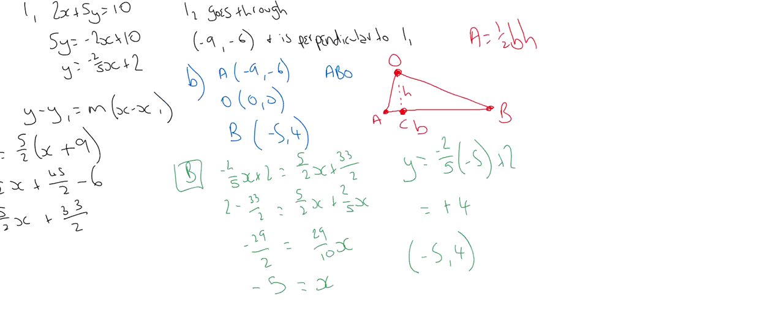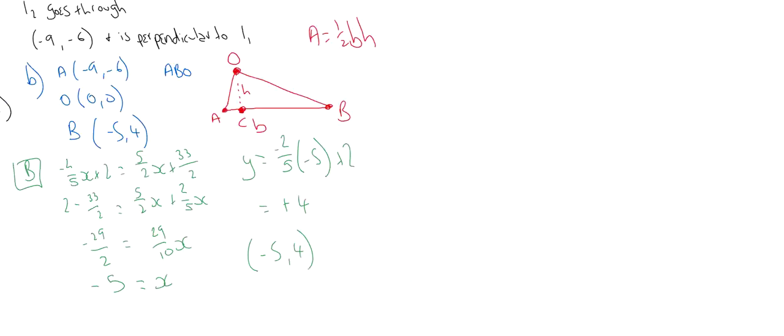All right, let's just move over a bit. Okay, pick a new color. All right, so I want the length of AB. The length of AB is relatively easy because we have the 2 coordinates. So let's start with the x's: -9 minus 5 squared plus -6 minus 4 squared, and that is all square rooted.